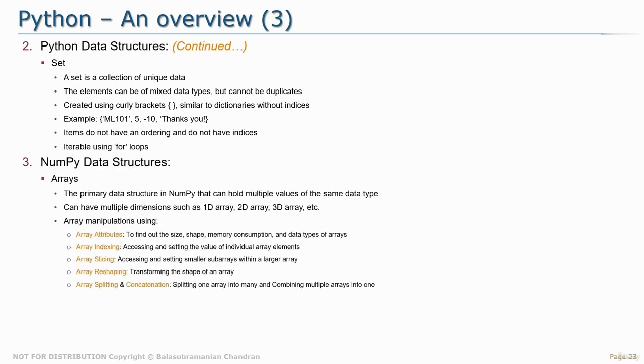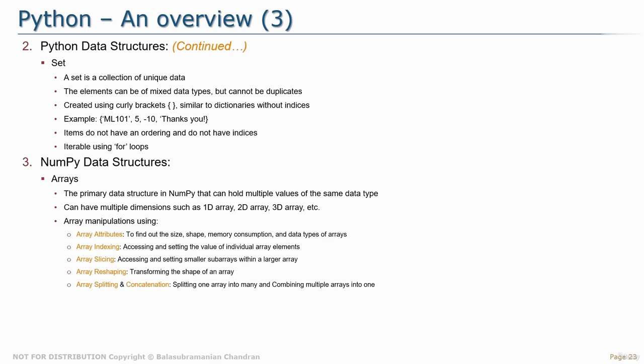NumPy data structures, arrays. The array is the primary data structure in NumPy that can hold multiple values of the same data type. Arrays can have multiple dimensions such as 1D array, 2D array, 3D array, etc. Arrays can be manipulated in 5 different ways, that is, using their attributes, using their indices, using slicing mechanism, using reshaping mechanism, and by splitting and concatenation.